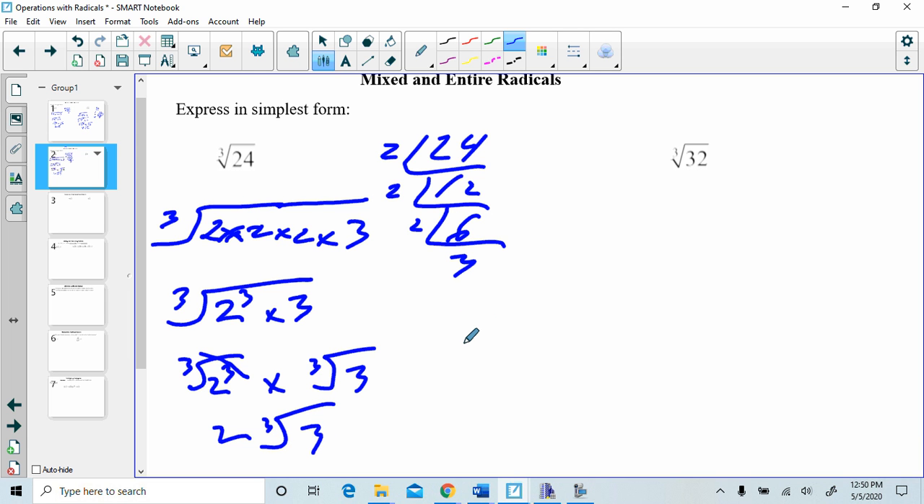So here we have an exact answer. 2 times the cubic root of 3. Let's go over to the cubic root of 32.